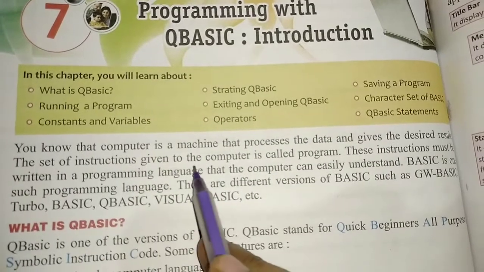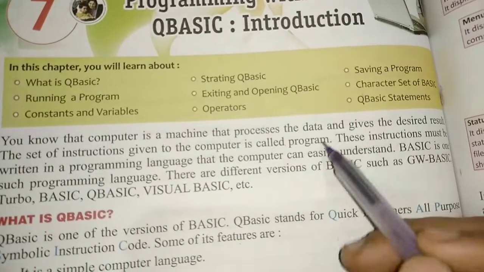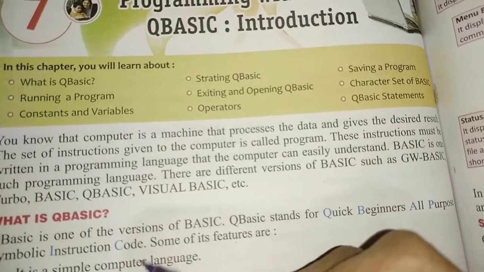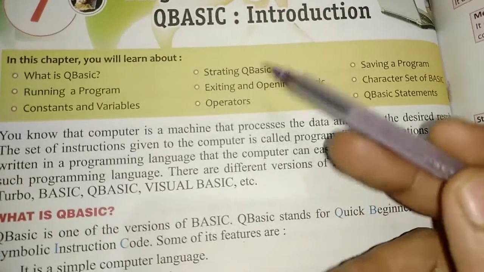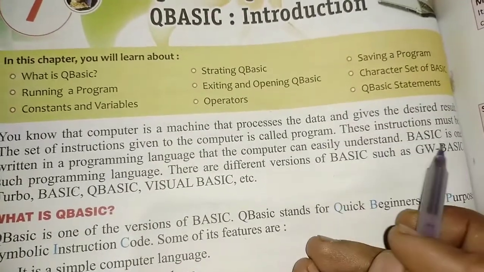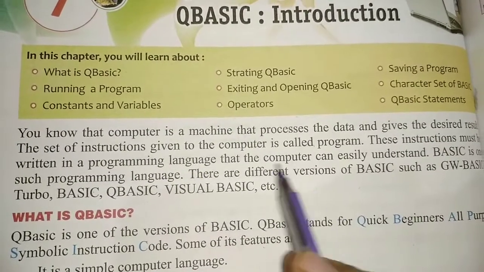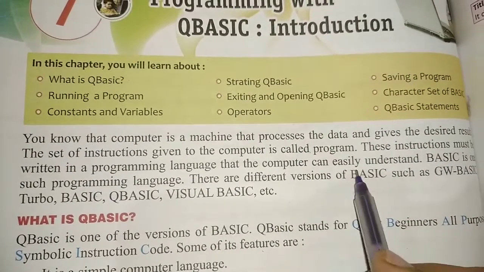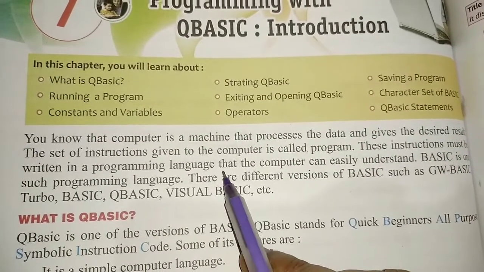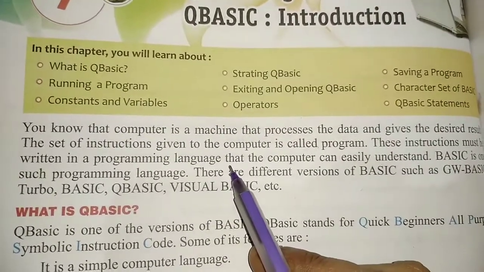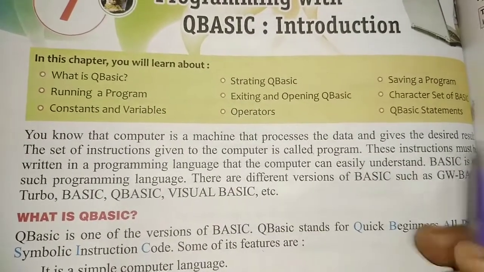The set of instructions given to the computer is called a program. हमने प्रीवियस चैप्टर में भी पढ़ा था कि हमें अगर कोई भी कंप्यूटर में वर्क करना है या उसे इंस्ट्रक्शंस देना है तो हमें वो प्रोग्राम के फॉर्म में देना पड़ता है. This instruction must be written in a programming language that the computer can easily understand. Computer understands only the programming languages. If you write any program in your own language, the computer will not understand and it will not support it.